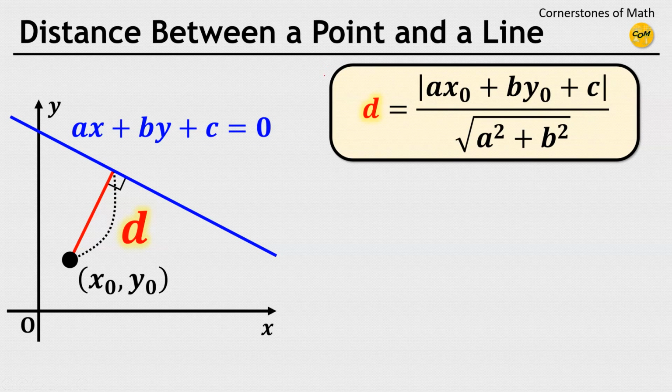If you have learned basic coordinate geometry, many of you might also have learned this famous formula to calculate the distance between a point and a line. The distance from point x0, y0 to the line ax plus by plus c equals 0 is given by the absolute value of ax0 plus by0 plus c divided by the square root of a squared plus b squared.